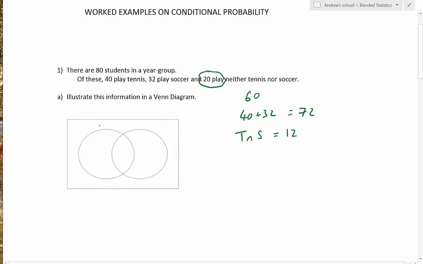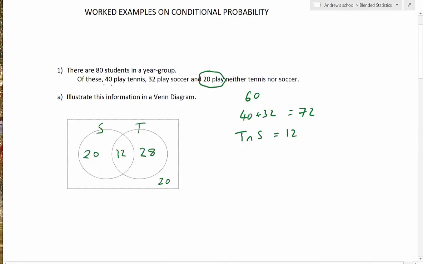So if we call the left hand one S for soccer and the right hand one T for tennis, we know there are 20 outside who don't play either, and we know there are 12 in the intersection. If there are 40 who play tennis and 12 of them are in the intersection, then 28 of them must just play tennis. And similarly, if 32 play soccer and 12 play both, then 20 must play just soccer.